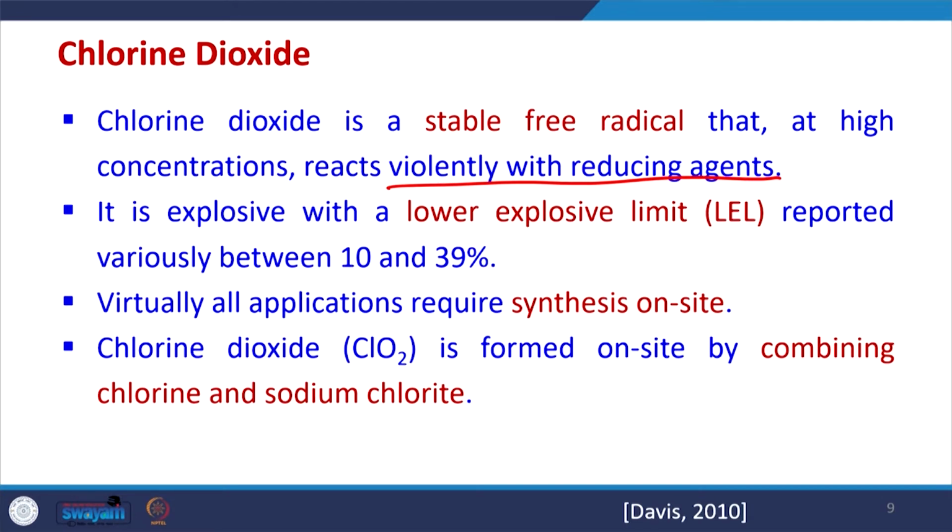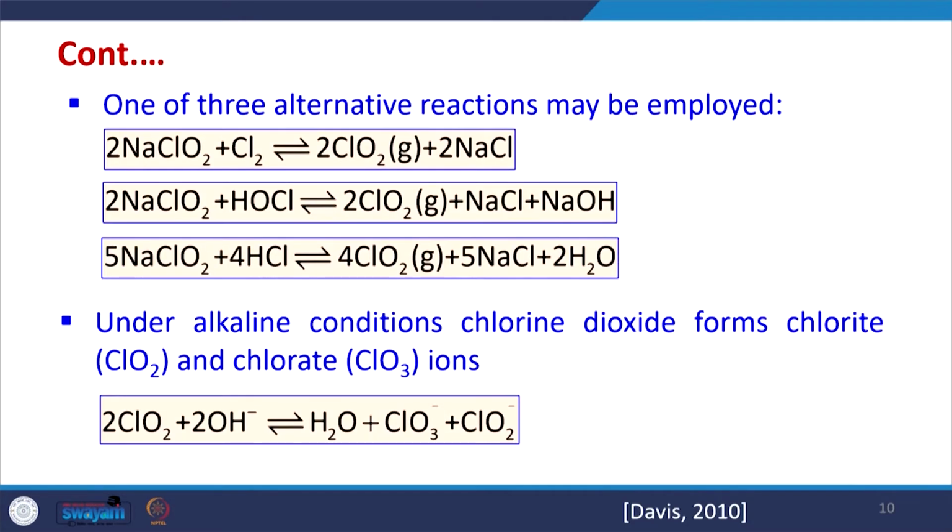This formation takes place by combining chlorine with sodium chlorite. This way we can produce chlorine dioxide. Generally it is not a very preferred chemical for disinfection, but if it has to be used, it has to be made on site. One of the three alternative reactions via which chlorine dioxide can be formed is shown here. We can see sodium chlorite reacting with Cl2, HOCl, or HCl. With reaction with any of these we can make chlorine dioxide on site itself.